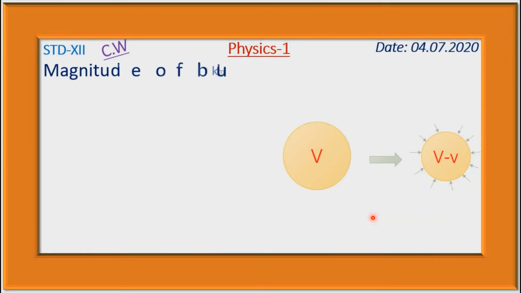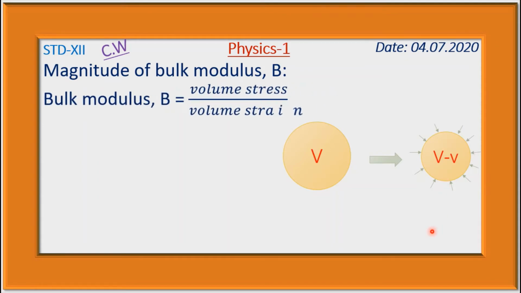Now the magnitude of bulk modulus B. This is the volume of a body. Here capital V is the initial volume, and due to the application of force, its volume is decreased, and now the decreased volume is capital V minus v, that is, the change in volume is small v. Therefore bulk modulus B is equal to volume stress divided by volume strain, and in this case volume strain is equal to small v divided by capital V.